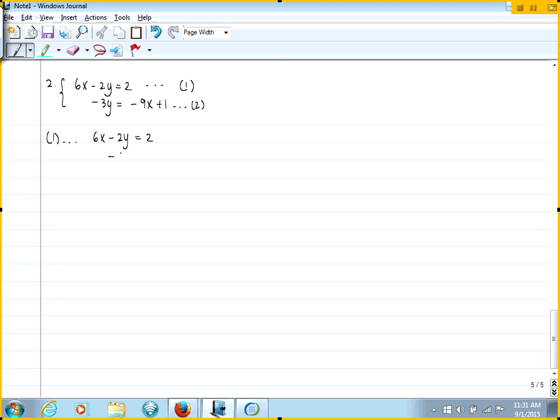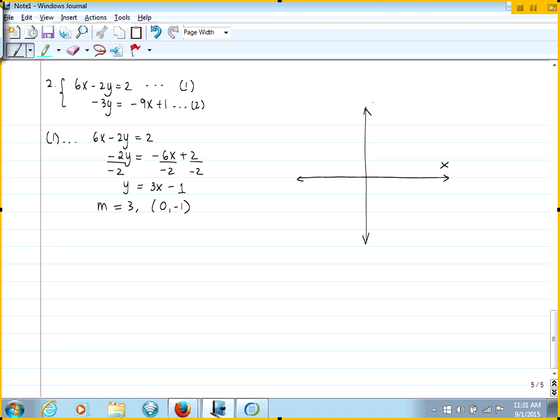Now this one, what should we do? So 6x minus 2y is equal to 2. Now what are we doing? Isolate the y, negative 2y. So 6x will become negative 6x plus 2, and divide each term by negative 2. So y is 3x minus 1. Slope 3. Y-intercept? Yes, that's right.